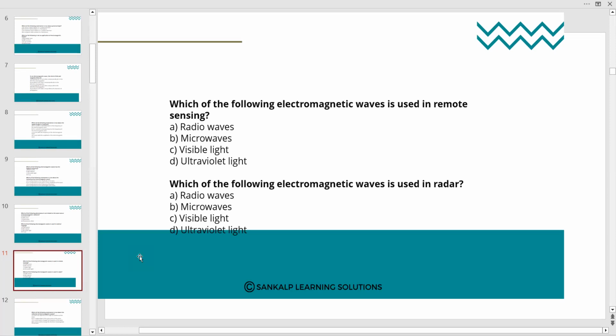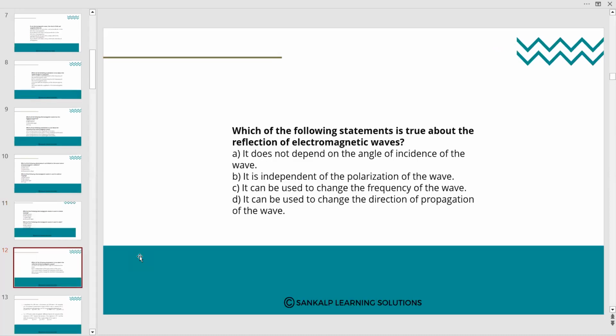Then the next question. Which of the following electromagnetic waves is used in the radar? Options: radio waves, microwaves, visible light, ultraviolet light. That is the microwaves are used in the radar system. So all are based on the applications only.